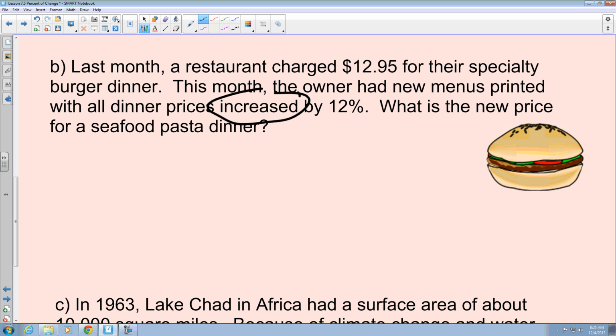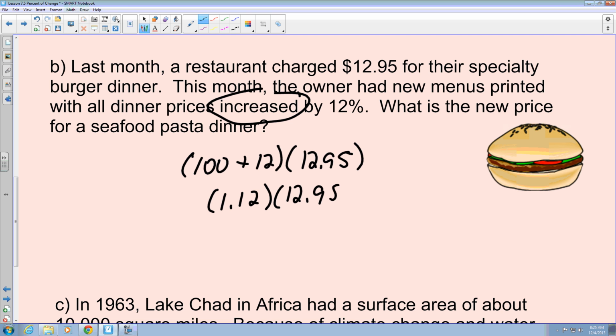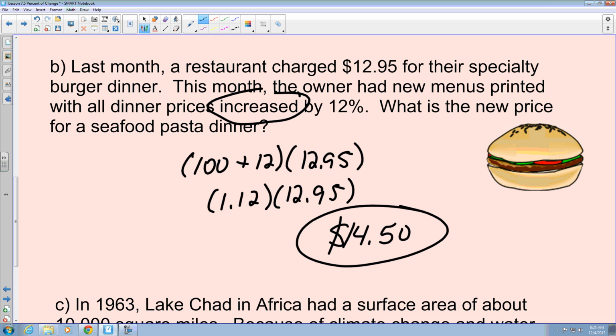And this was an increase, so I have to use the increase formula, which was on top. So I'm going to take 100 plus that 12%, and I'm going to multiply it by the original amount of $12.95. So when I add them together, I get 112, but that's percent. So I have to change that into a decimal, which makes it 1.12, and it's multiplied by 12.95. So 1.12 times 12.95 gives me $14.50 for the new price of those dinners.